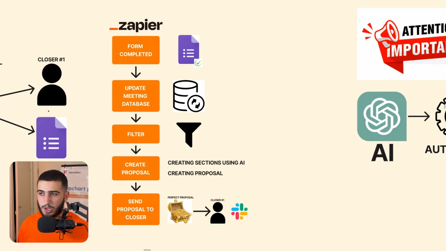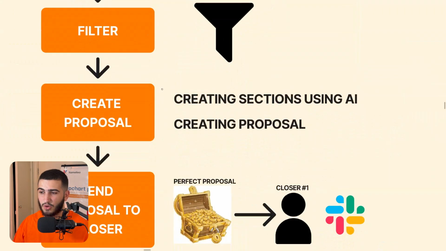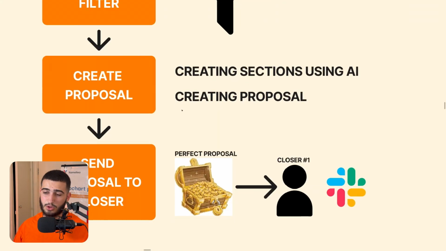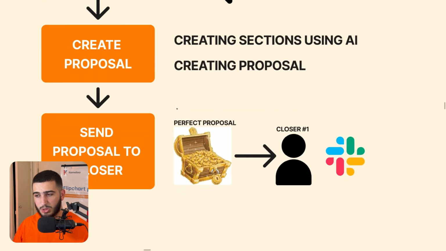Then we're going to set up a filter because yes, we want to update the database, but we don't want to create proposals for everyone, only for people that actually requested a proposal. So that's what a filter does. If they do request a proposal, then we'll go down the process of creating a proposal. Now for this, we're going to use AI to create some sections, and we're obviously going to go ahead and create a proposal, and then we're going to send the proposal to the closer.